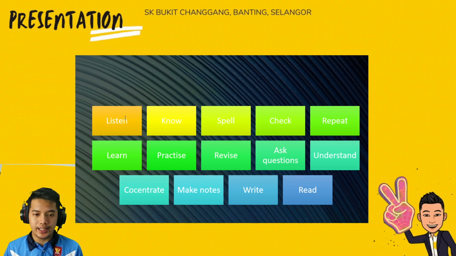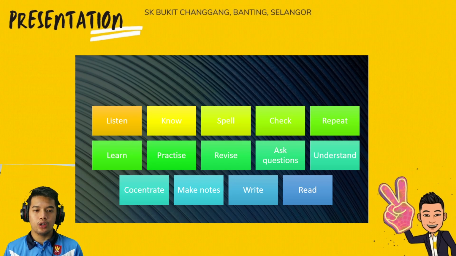So we have listen, mendengar, we have know, tahu, we have spell, mengeja, we have check, semak, we have repeat, ulang, learn, belajar, practice, berlatih. We have revise, mengulang kaji, ask questions, bertanya soalan, understand, faham. We have concentrate, focus, make notes, membuat nota. We have write, menulis, dan juga we have read.